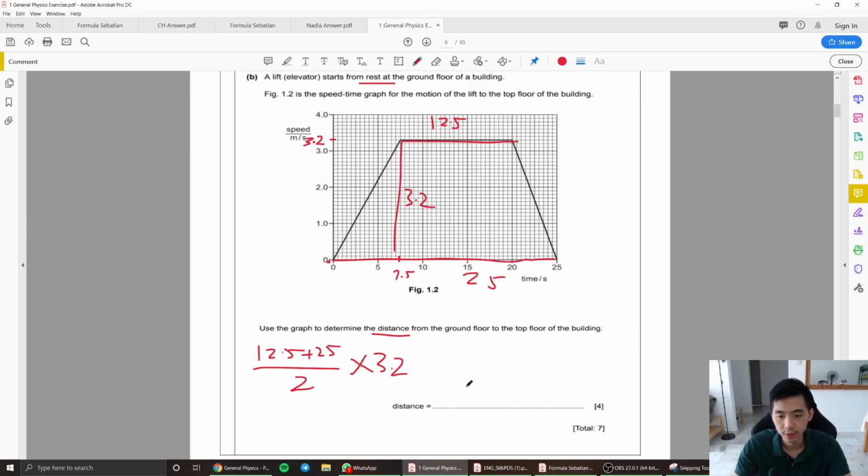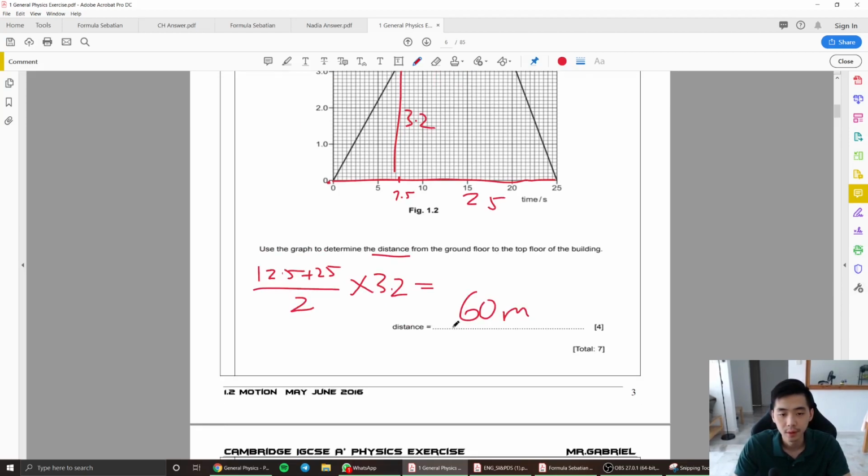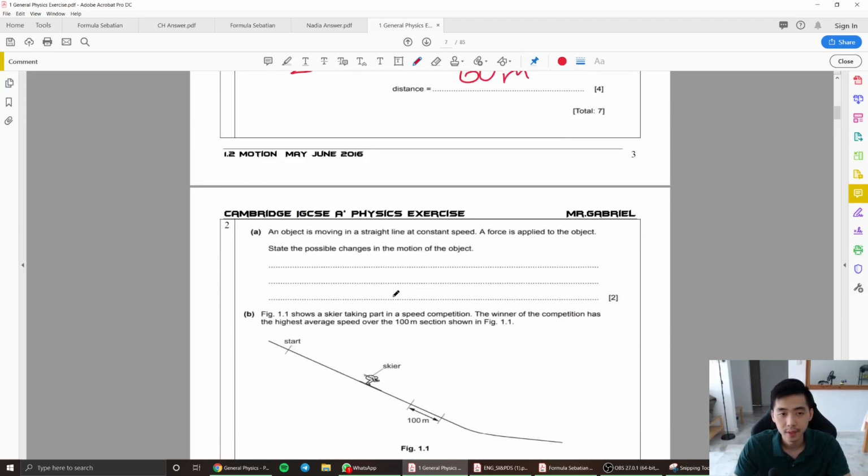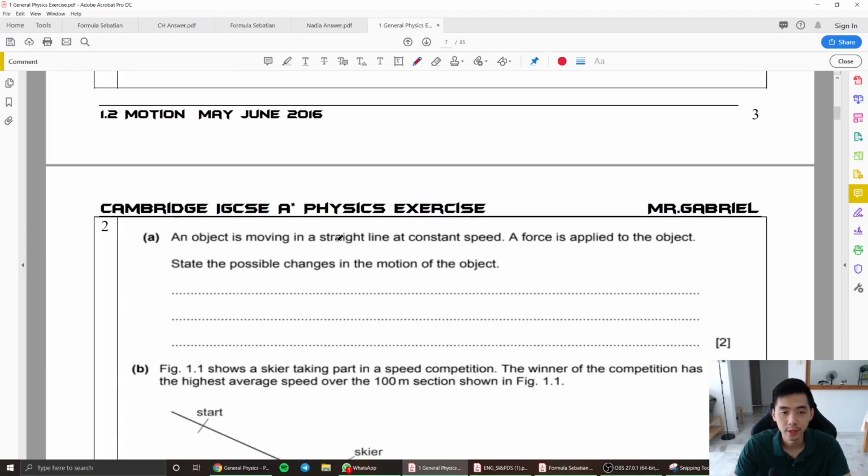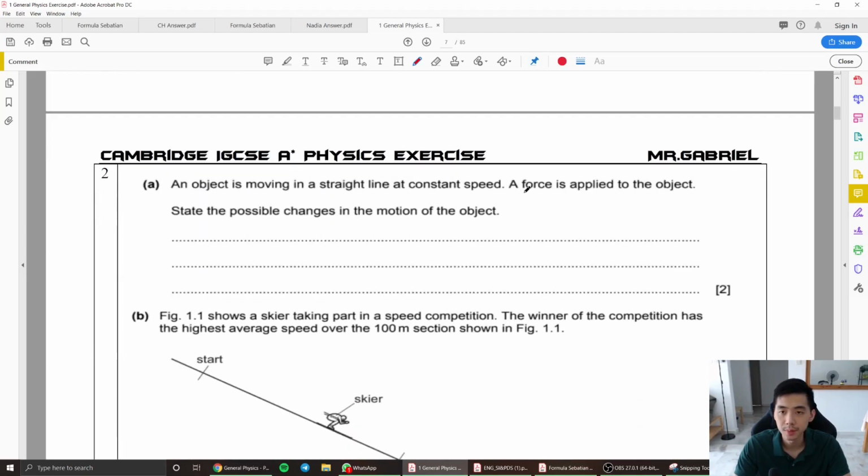You'll get a total distance of 60 meters here. Right? Then, second part. An object is moving in a straight line at a constant speed. A force is applied to the object. State the possible changes in the motion of the object.